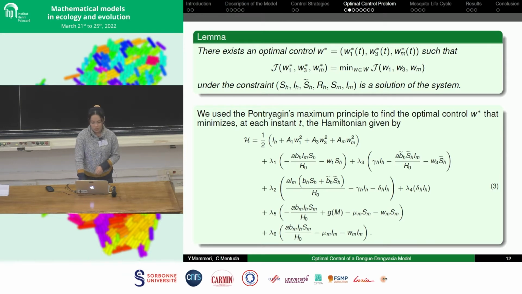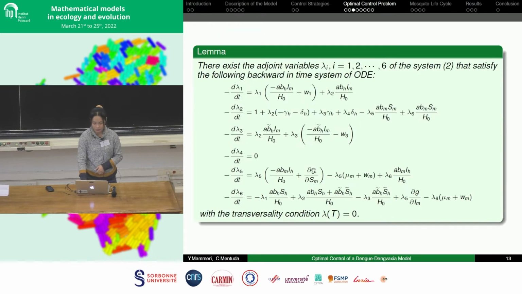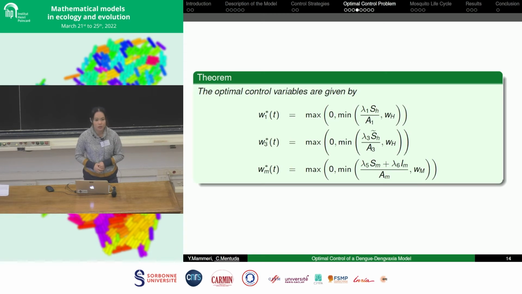So by applying the Pontryagin maximum principle to the given Hamiltonian, we were able to obtain a backward in time solution of our ODE, subject to the condition that our lambda at final time t is equal to 0, so it's backward from the final time back to 0. And we were able to get this as our optimal control variable.